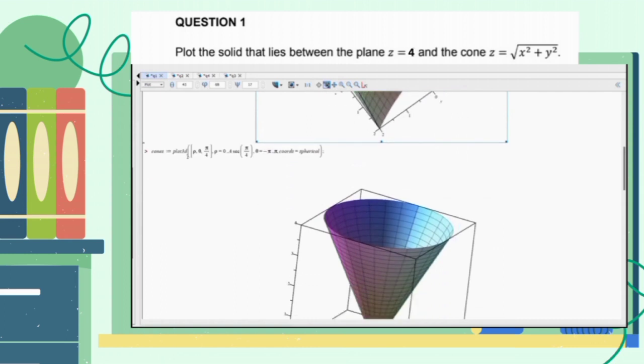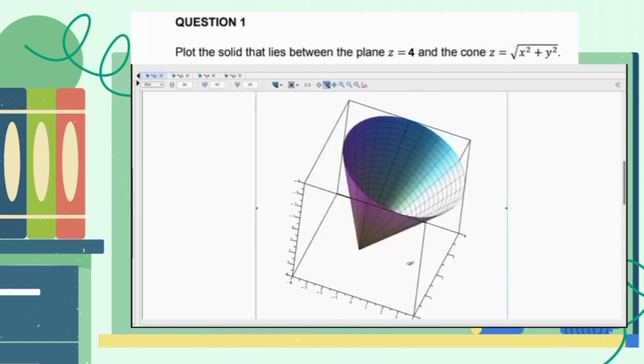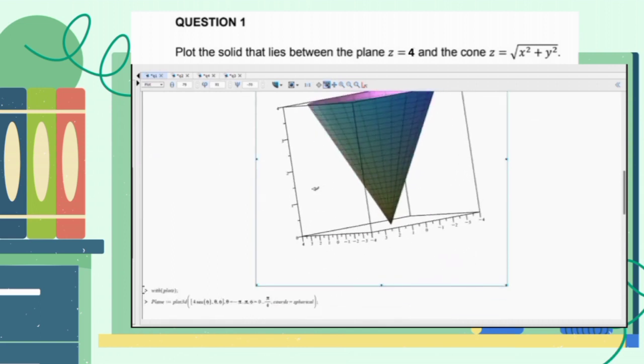So the cone command is plot3d, and in brackets we insert rho, theta and pi over 4, where the range of rho is 0 until 4 sec pi over 4, and the range of theta is negative pi until pi. Then the coordinates are equal to spherical, and we get the cone shape like this.